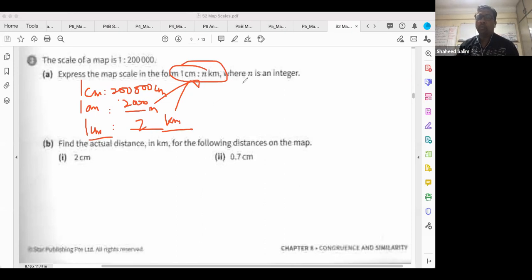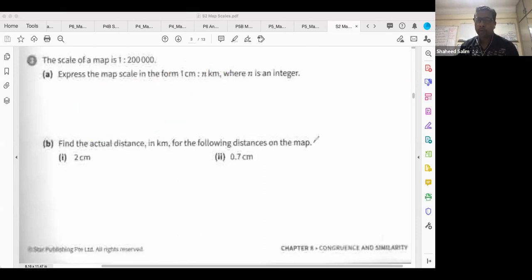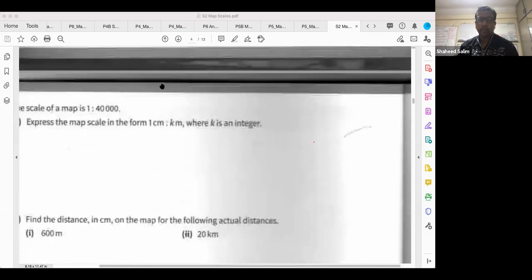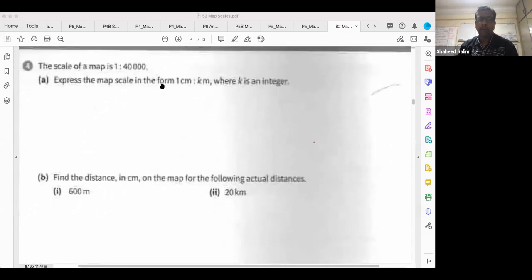So Shafi, we are going through map skills. All right. Can you all try now? Hold on. Can you try question 4AB? Shafi, if you're confused, tell me. Are you confused? You know how to do this? No? You have done this, right?